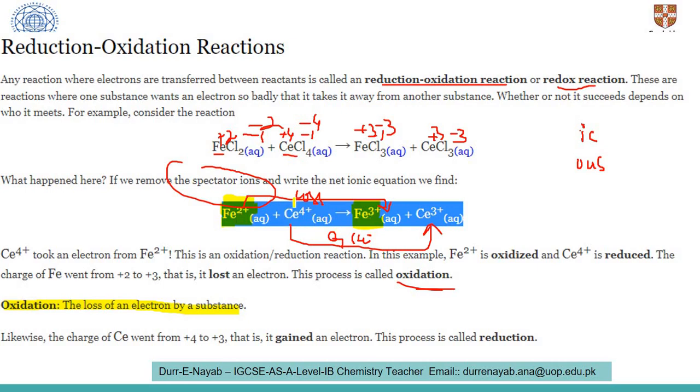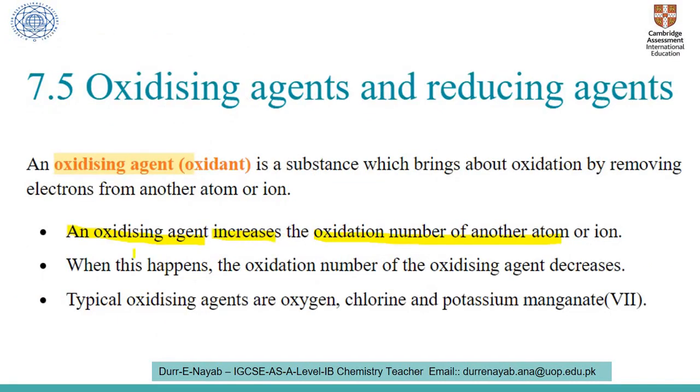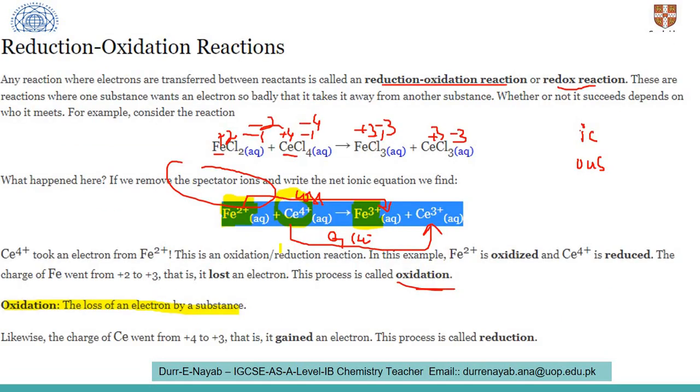So this was an oxidizing agent. And what did it do? It increased the oxidation number of iron from +2 to +3. You can see there is an increase in the oxidation number by that oxidizing agent. Now the oxidation number of the oxidizing agent, what? It decreases. Now we have to identify which ion is acting as an oxidizing agent. So I told you that is cerium, because cerium changes from +4 to +3.